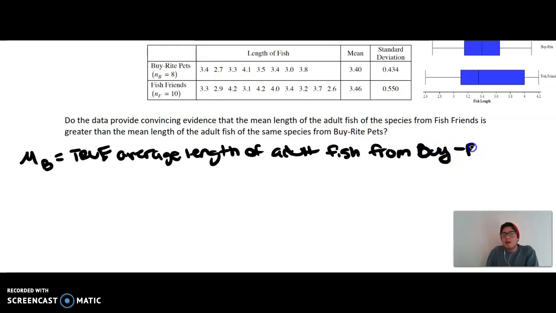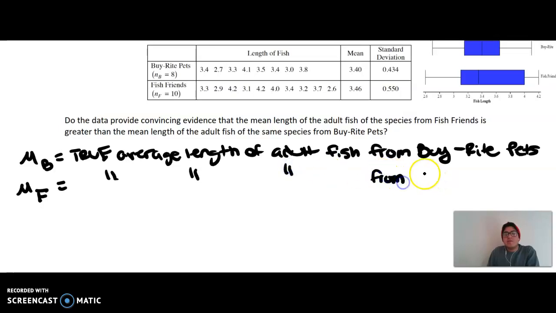Next up, our mu f here is going to be the true average length of adult fish from Fish Friends. And we're kind of cheating here with the shorthand notation, but if I were reading your work, I would assume, oh, this isn't an 11. I'd assume, oh, the true average length of adult fish from Fish Friends.